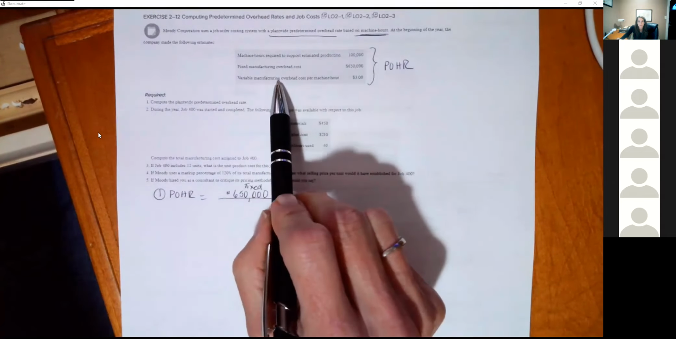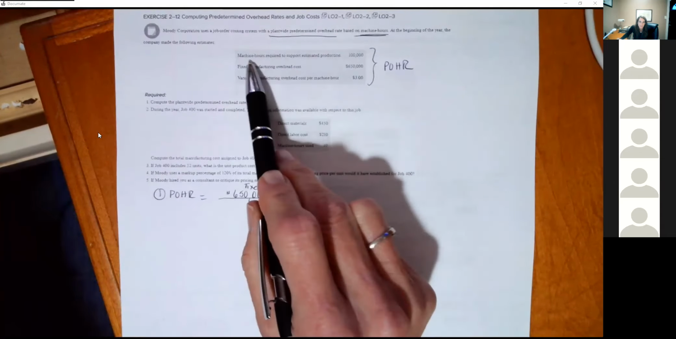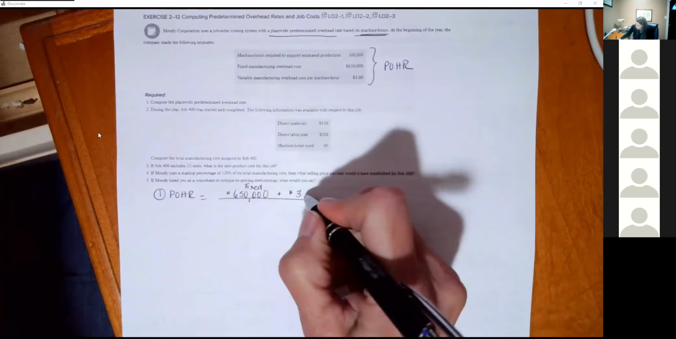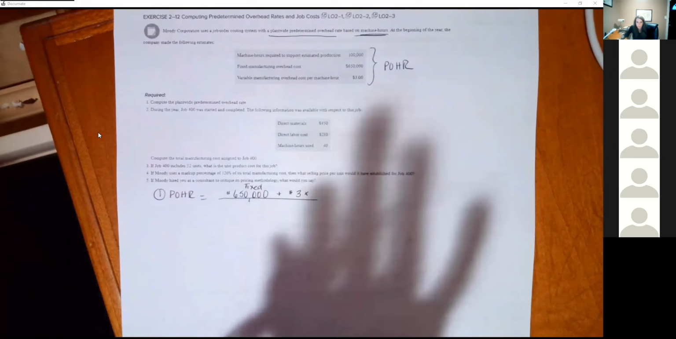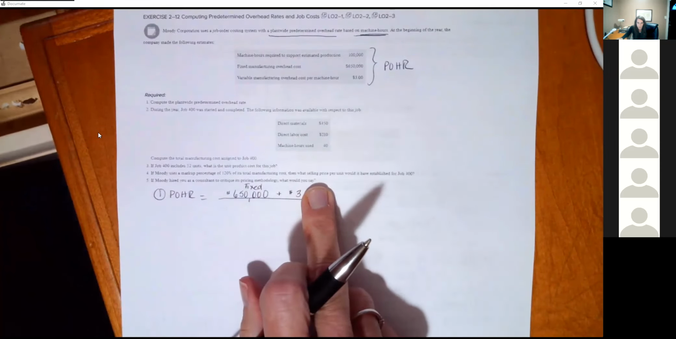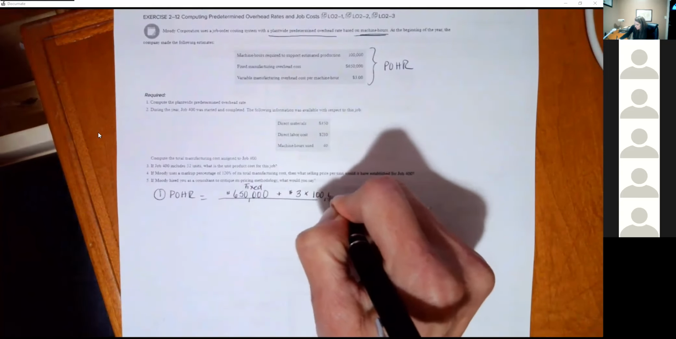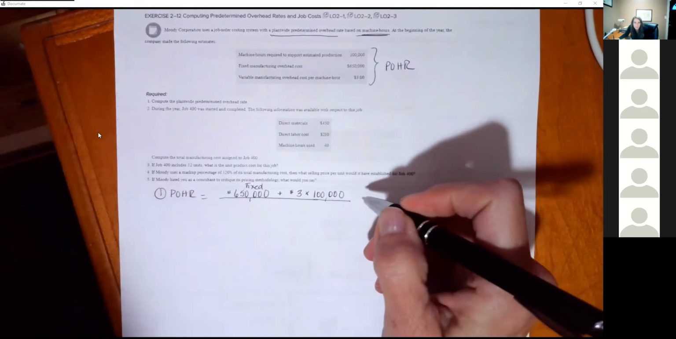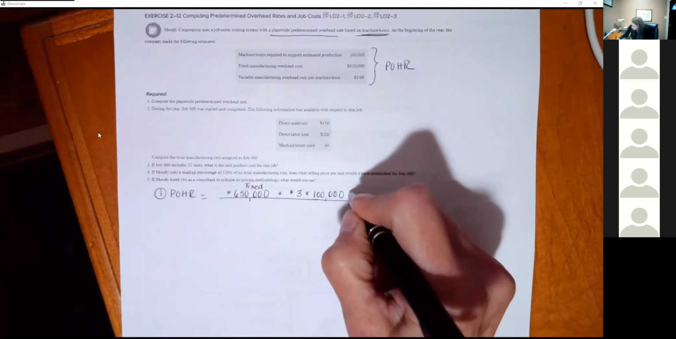No, you have to multiply it by the machine hours required. Right. This is saying variable MOH per machine hour, and then this is the number of machine hours required to support that. So this wouldn't make sense, right? 650,000 plus $3, that seems silly. So we have to make sure that we multiply it by the activity level. So it's 100,000 machine hours.